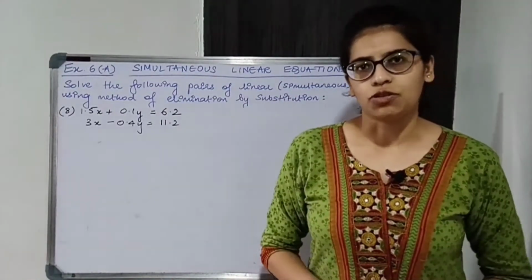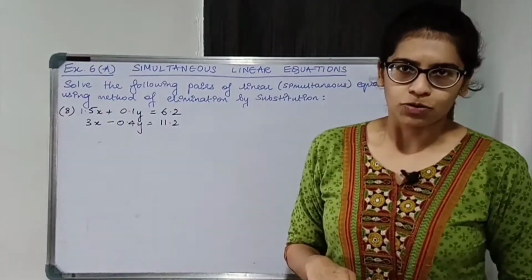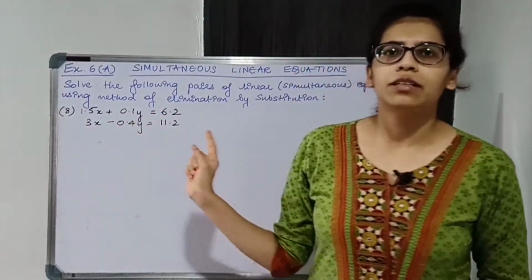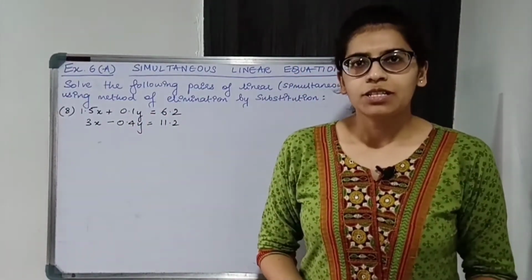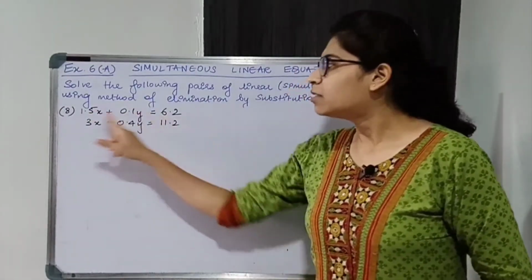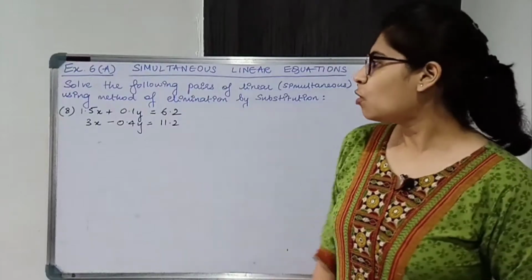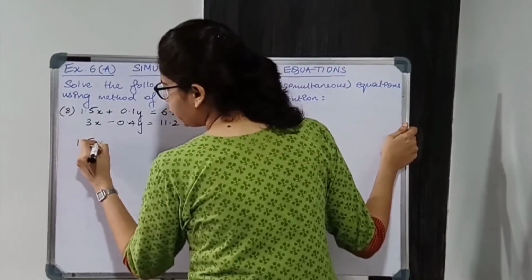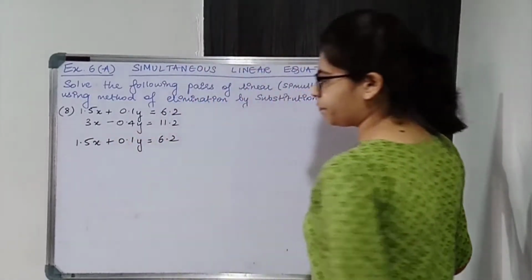the other equation. Okay, so first thing, we number the equations, but over here the equations have decimal numbers, so we try to avoid decimal numbers. What we'll do is we'll multiply the equation by suitable number. Okay, so let us consider this equation. 1.5x plus 0.1y is equal to 6.2.